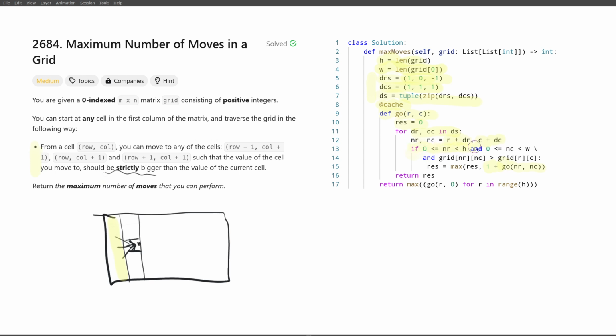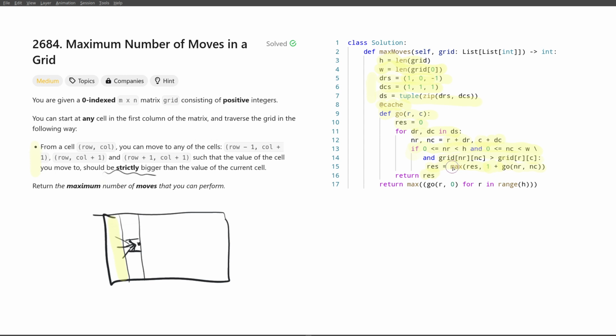We have to make sure that we're still within the grid, so this is a standard check. Of course in Python you can check those inequalities in this concise fashion. And we also have to check that the move is legal, so the number increases. The number in the target cell is bigger than the number in the current cell. And of course we take the maximum over all those and return it as the result.